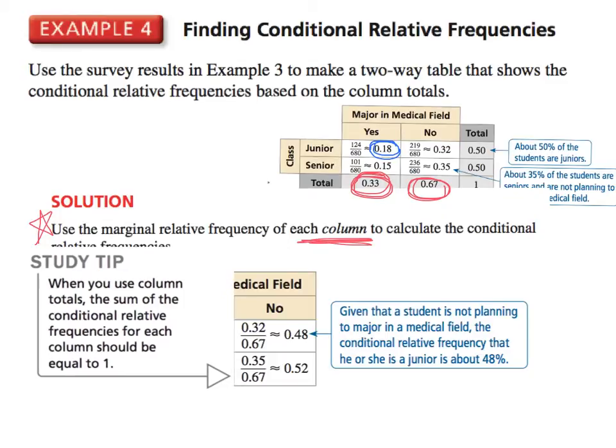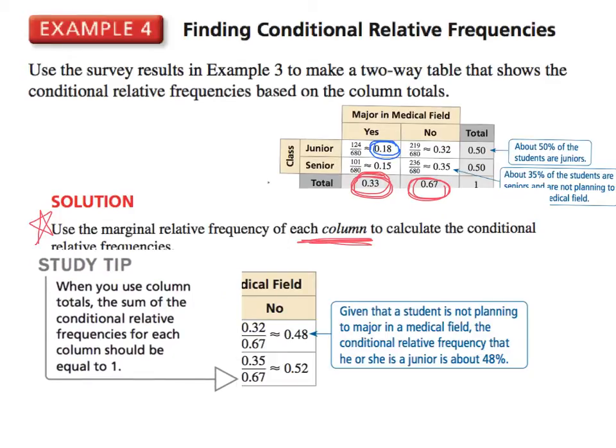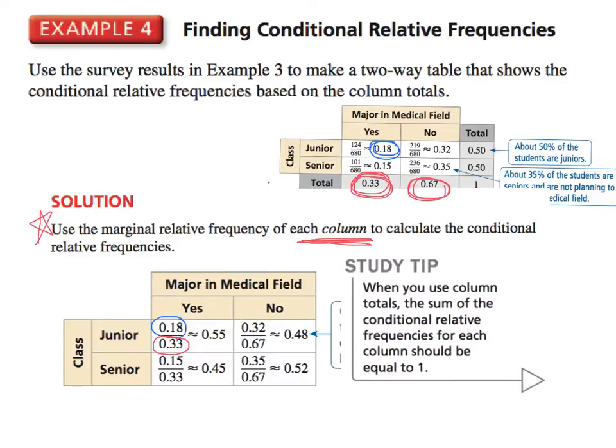When you use each column's totals, the sum of the conditional relative frequencies should be 1. So I'll put it right here, and then I'm going to move the arrow. Each of these should be 1. So if you added these together, it'd be 1. Now remember, we're only talking about columns here. So the sum of the conditional relative frequencies for each column should be 1.